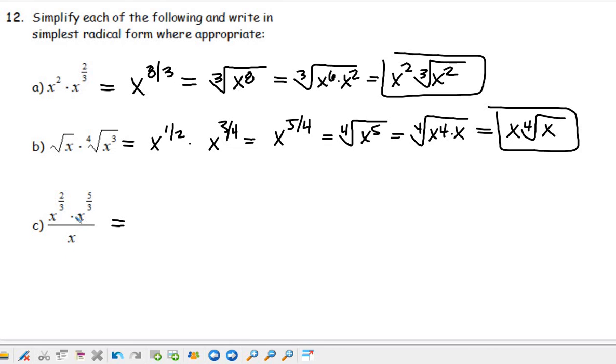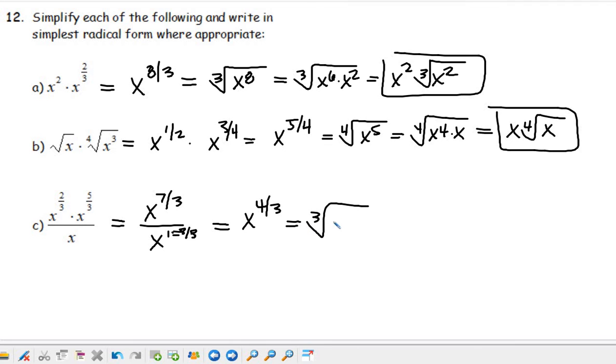So we have a couple things happening here. We need to do product rule on top and then quotient rule. So luckily these have a common denominator. So this is going to be x to the 7 over 3 over x. Remember this is x to the 1, which is equivalent to 3 over 3. So 7 over 3 minus 3 over 3 is x to the 4 over 3.